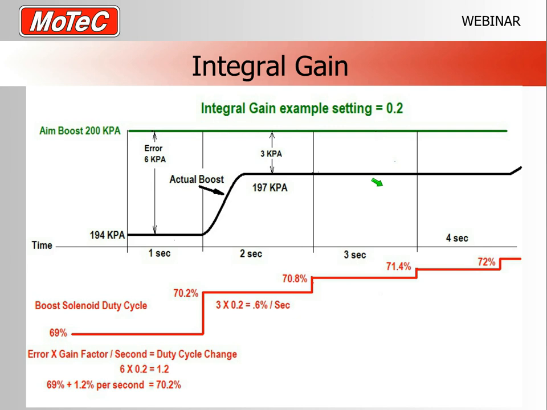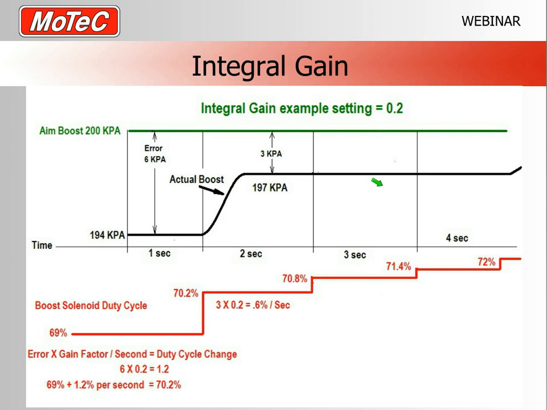So if we held the boost at 194 kPa, the solenoid would just keep adding 1.2% per second. We'll just keep adding duty, adding duty, adding duty. Now, if we assume that it changes each time, the first step went from 69% to 70.2%, and we did get, let's say, a minor boost change for that. Next time the integral calculates, it looks at the error, 3 kPa. 3 times 0.2 equals 0.6% per second. So the solenoid keeps adding duty at 0.6% per second.